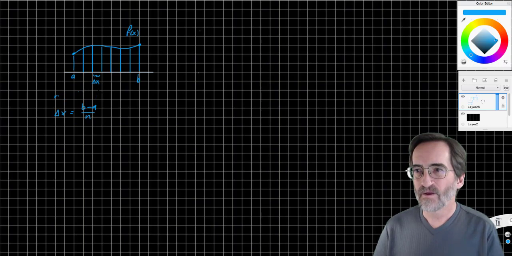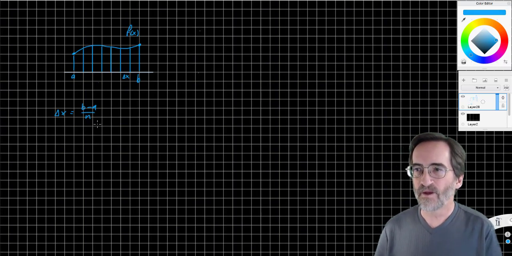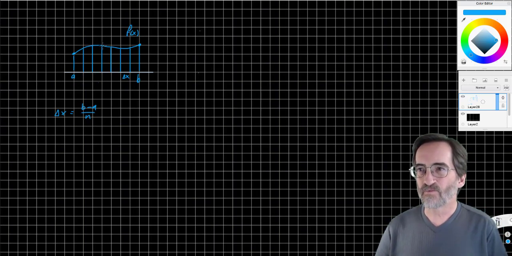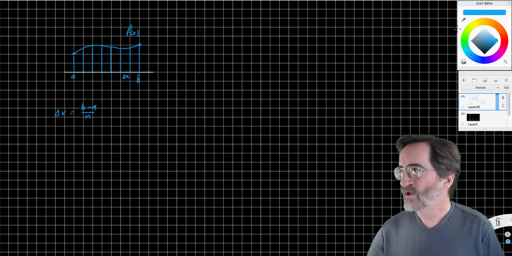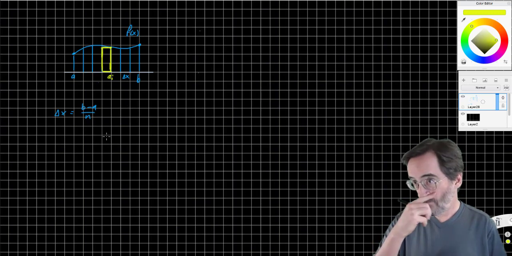Okay? And so now, let's put that over here, delta x. So now I want to find the area of one of the rectangles. I'm just going to pick a rectangle in the middle somewhere here, and I'm going to use the right rectangular approximation method. So I'm going to take my value off of the right hand side. Okay, and we'll call this a sub i. A sub i.